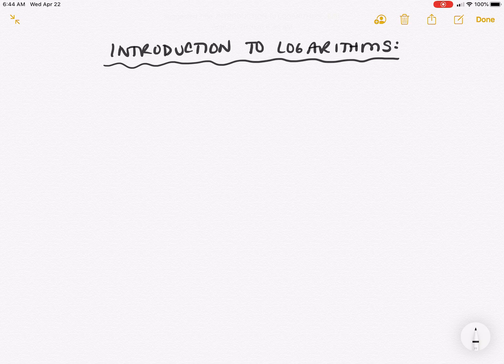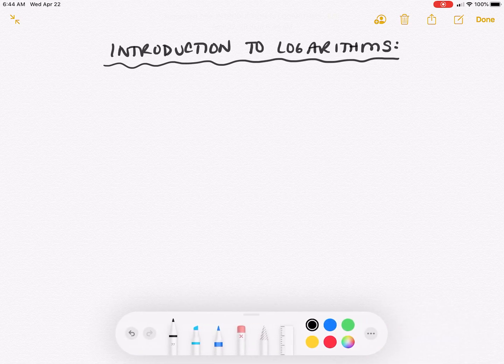Logarithms. This is interesting. I've never actually explained it to an iPad before instead of a group of people, so we will see how this goes.